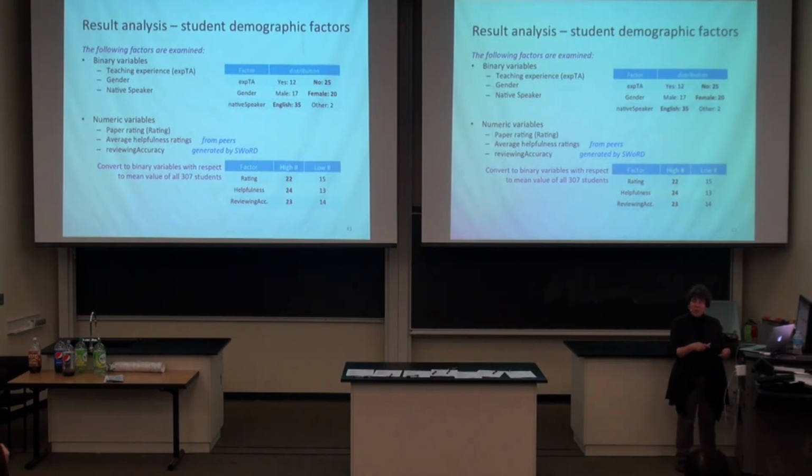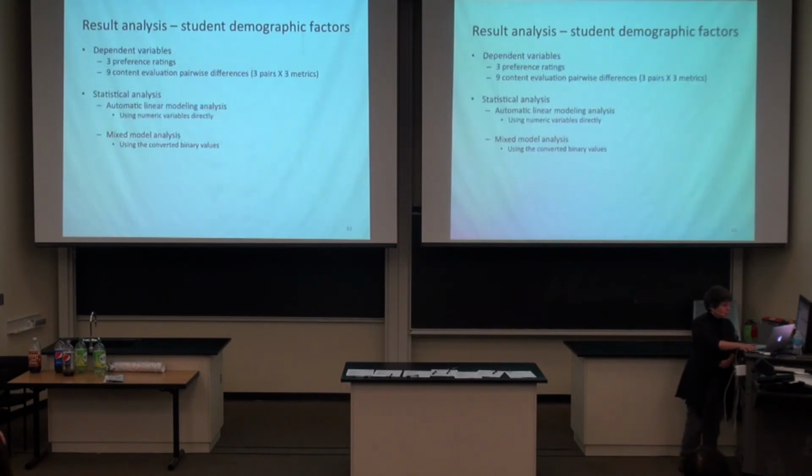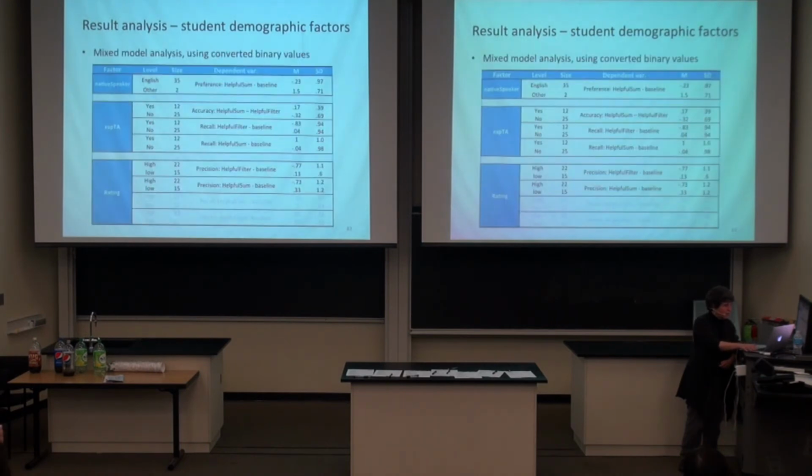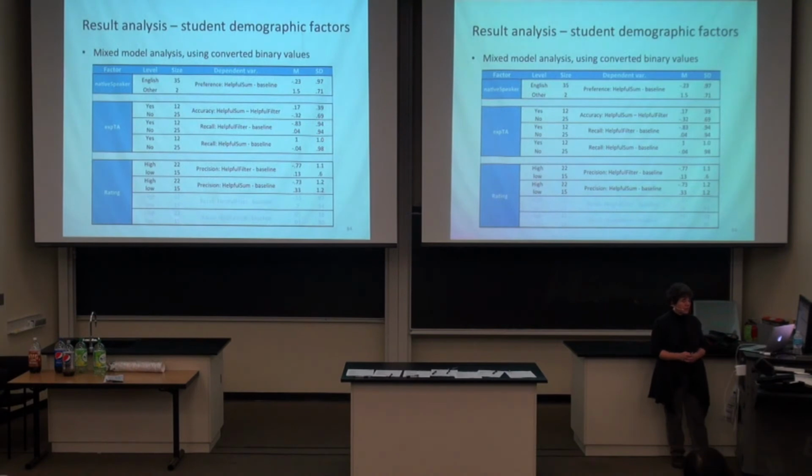So what was the grade of the paper that they themselves wrote, how was their helpfulness grading for the reviews they gave, and how similar were their reviews to other students in the class. And I'm going to whiz through that, just kind of get to the results. So this shows some of the results when we actually take into account the summarizers interacting with the student demographics.